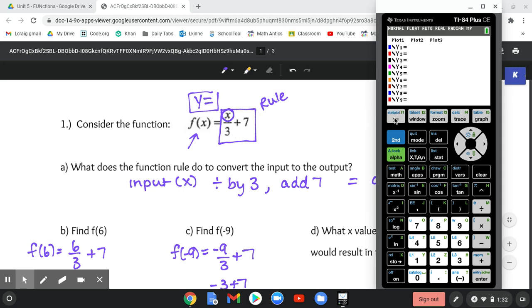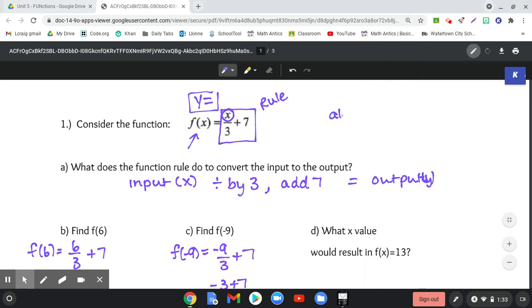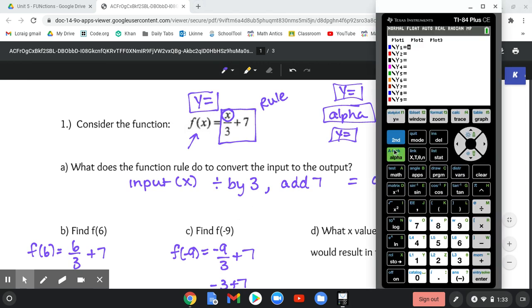So you're going to hit y equals, okay? So I put the rectangle around it here, and I'm going to type this in. It's a fraction, so remember, for a fraction, it's going to be alpha y equals. So we hit y equals to get in there. To get your fraction, we're going to hit alpha y equals. All right, so we're in there. Alpha y equals, we'll get our fraction, hit enter. X over 3. Hit the right arrow to get out of there. It's blinking at you. Plus 7.